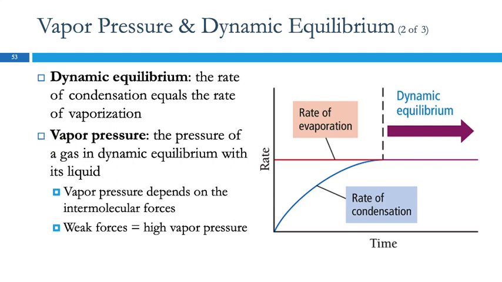Vapor pressure will depend on the strength of the intermolecular forces because the rate of evaporation depends on the strength of the intermolecular forces. If those particles are held together very weakly, they're going to evaporate more and you're going to get a higher vapor pressure. So weak forces give us high vapor pressure.